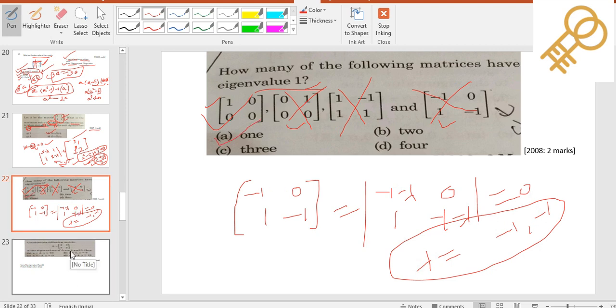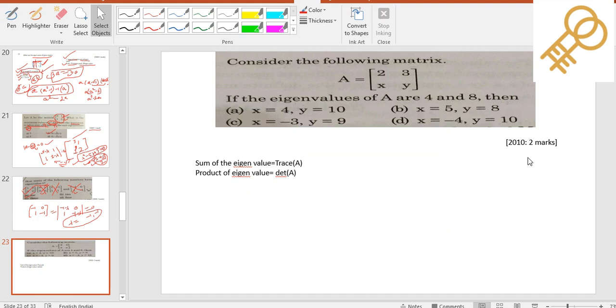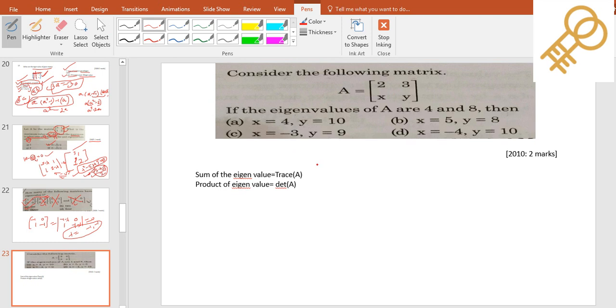Moving towards the next question, which was asked in 2010 for 1 mark. The question says to consider the given matrix. They have given matrix A, and they have told us the eigenvalues of A are 4 and 8. This is a 2 cross 2 matrix, so definitely it will have 2 eigenvalues. So you have to find out the x value and the y value.